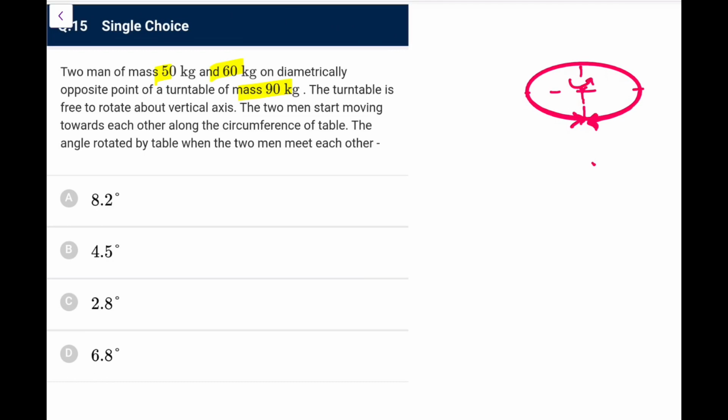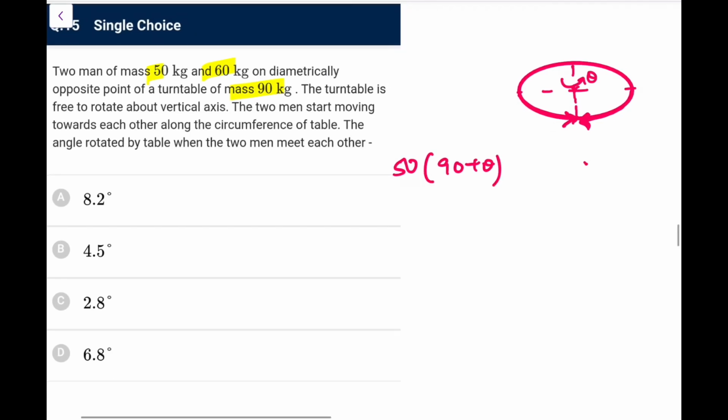So in that case, let's say the table turns by some angle theta in the sense of the first one. Because angular momentum must remain the same, the omegas relation will be the same. So the first one, 50, its omega would be omega plus omega of the table, so the angle will also be 90 plus theta. The second one has mass 60 and has gone opposite, so it would be negative of that: instead of plus it becomes minus, 90 minus theta. And the third one is the table, 90 into theta, and the total should be 0 because of angular momentum conservation.